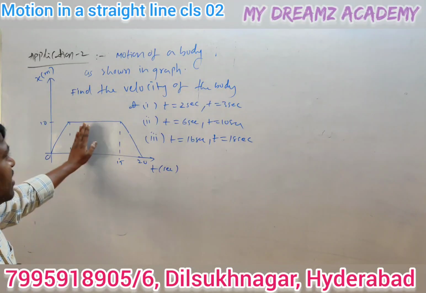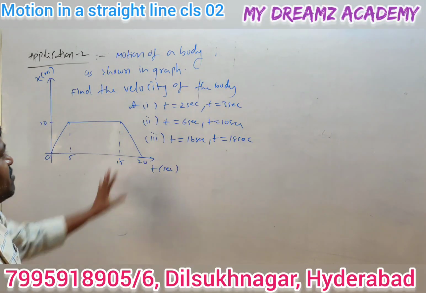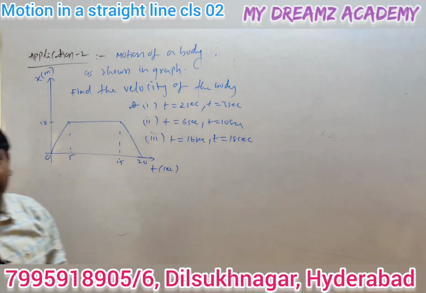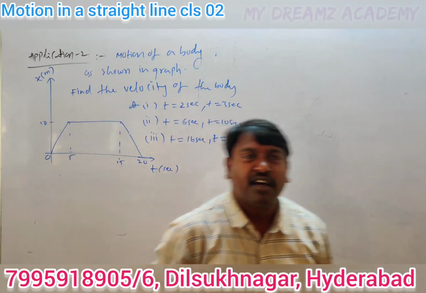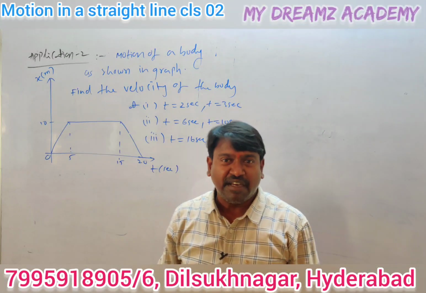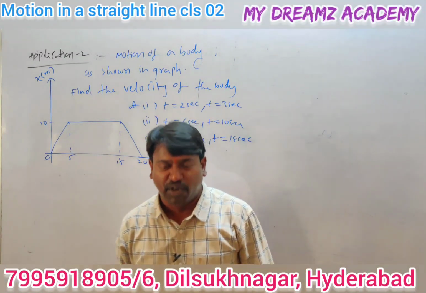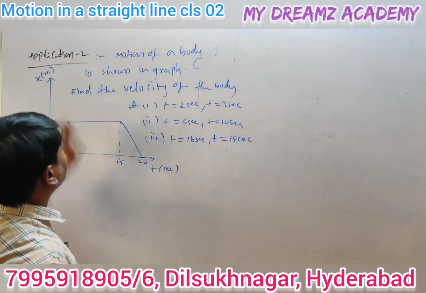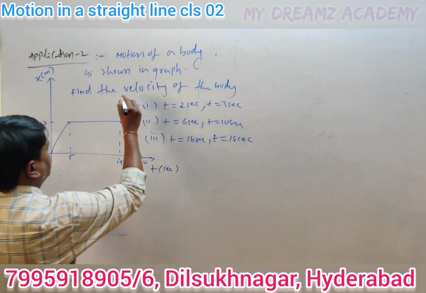So this is the given graph. From this graph, we have to measure the velocities of the body at different time intervals. How can we measure the velocity of the body from the given graph? The given graph is an x-t graph. So from an x-t graph, how can we measure the velocity of the body?